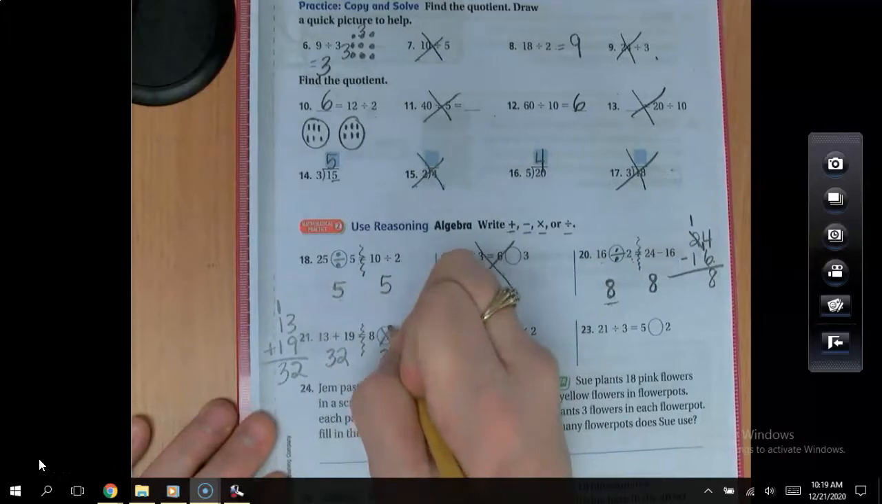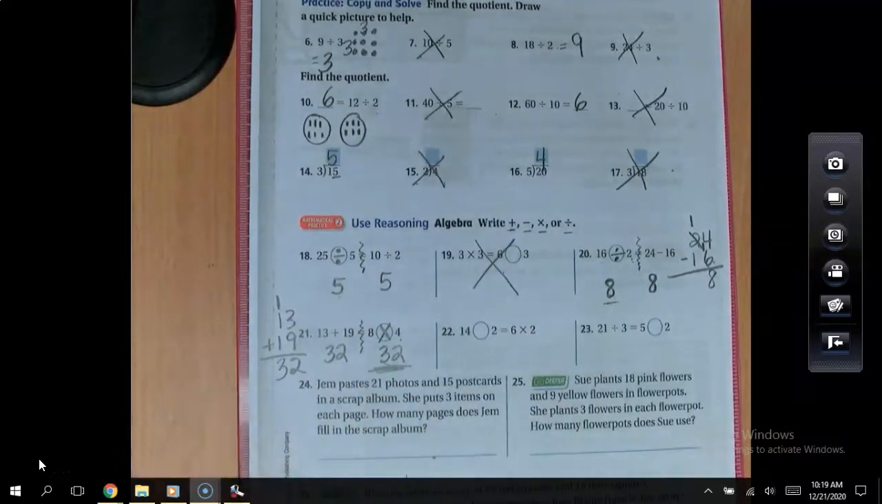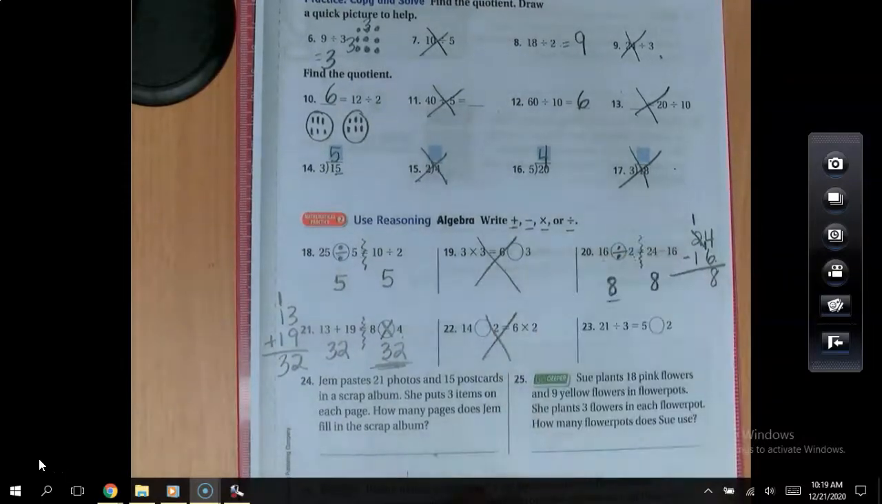Yes, multiplication. 8 times 4, boys and girls, is 32. 8 times 4 is 32. Fantastic. All right, let's look at 23. We'll skip 22. Let's look at 23.